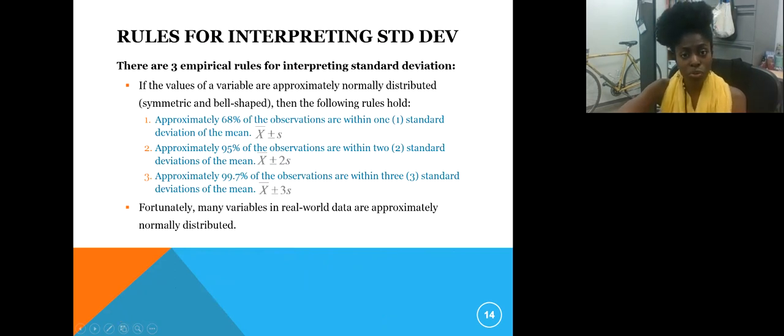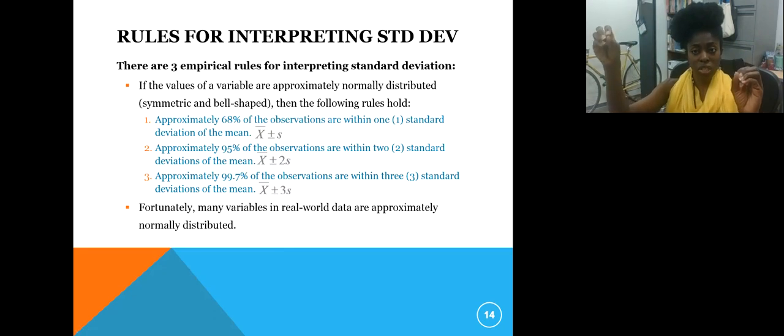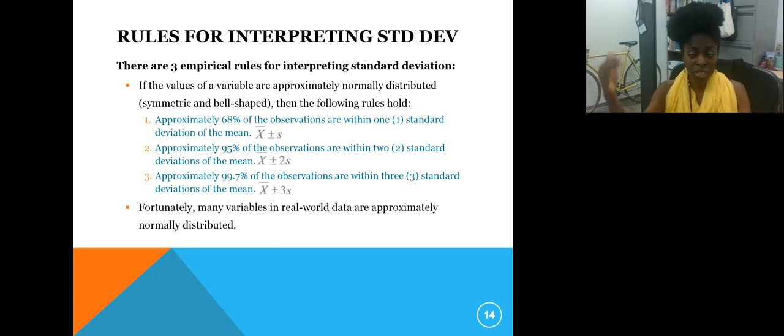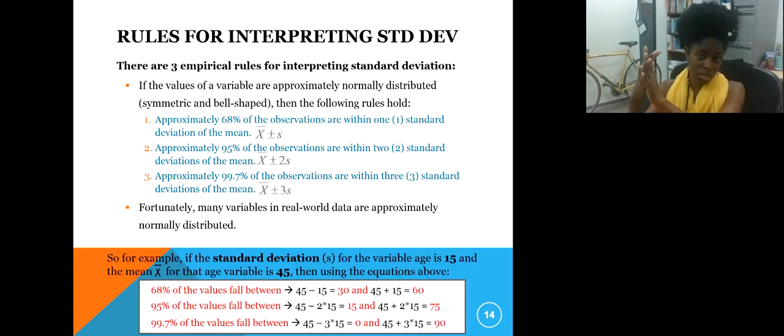So there are three empirical rules for interpreting standard deviation. If the values of a variable are approximately normally distributed, as we talked about, the bell curve, then the following rules hold. Approximately 68% of the observations are within 1 standard deviation. So you would do the mean plus the standard deviation, that's the higher end, and the mean minus the standard deviation, that's the lower end, right? So then that range, just like we do with a regular range, max minus min. If it's 95% of the data we're looking for, then it's the mean plus 2 times our standard deviation, and the mean minus 2 times our standard deviation.